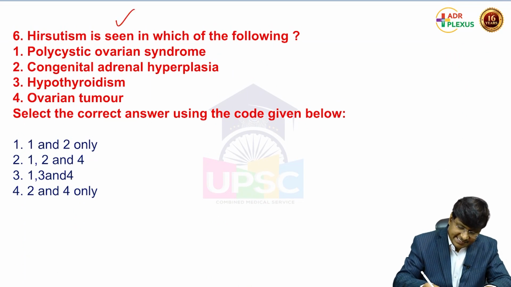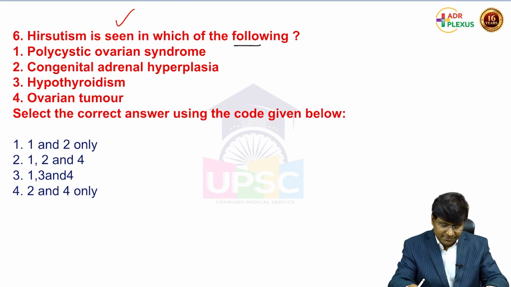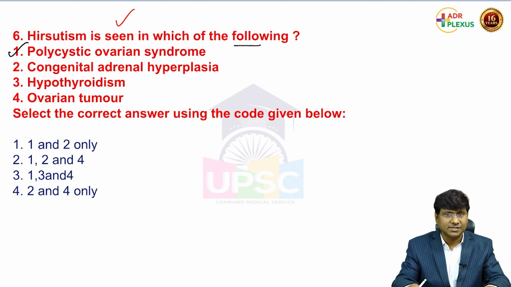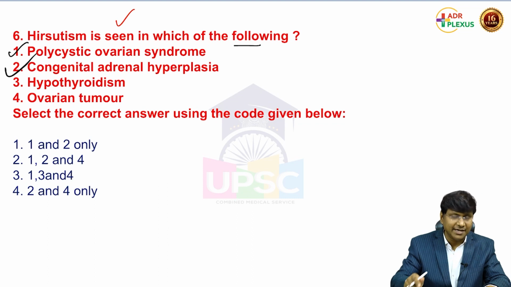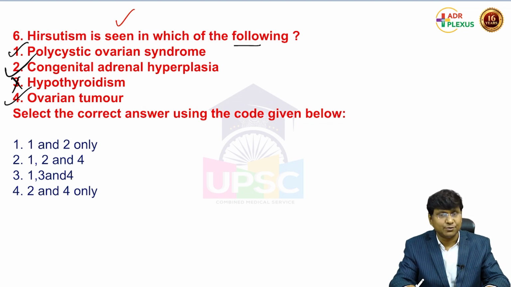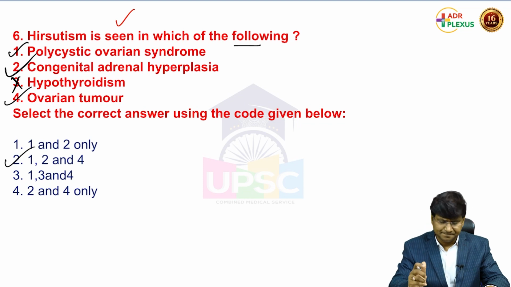Hirsutism is seen in which of the following? Polycystic ovarian syndrome, congenital adrenal hyperplasia, hypothyroidism, ovarian tumor. Polycystic ovarian syndrome, yes, hirsutism will be there. Congenital adrenal hyperplasia, hirsutism will be there. And with an ovarian tumor also you will have hirsutism, but not in case of hypothyroidism. So the correct answer is 1, 2 and 4.